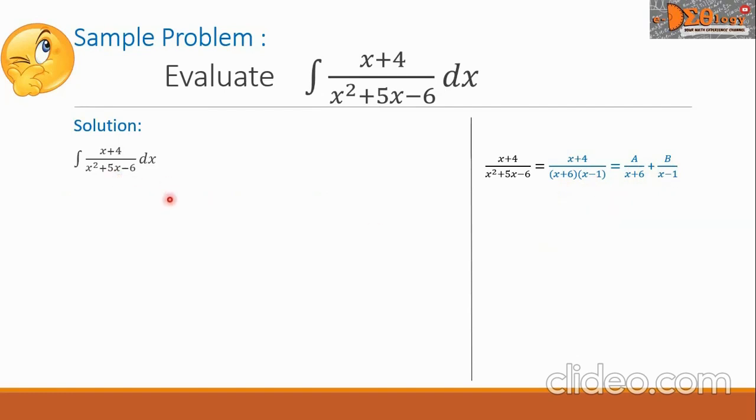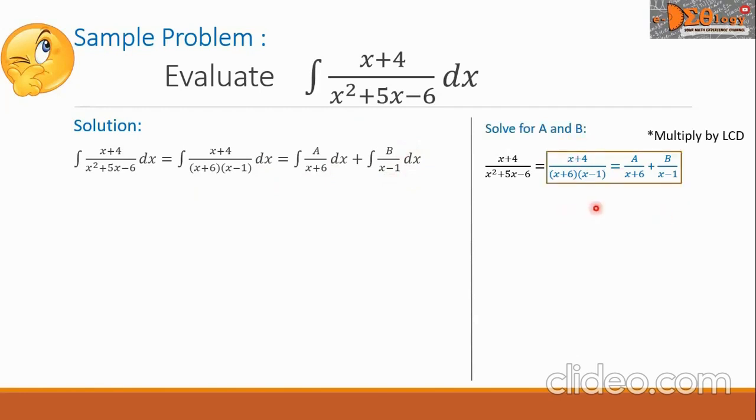Coming back to our integral here, we can rewrite this integral into the integral of x plus 4 all over the factors x plus 6 times x minus 1 dx. Also, we can show this integral with respect to the partial fractions. So we can write the integral of A over x plus 6 dx plus the integral of B over x minus 1 dx. Now, let us solve for A and B.